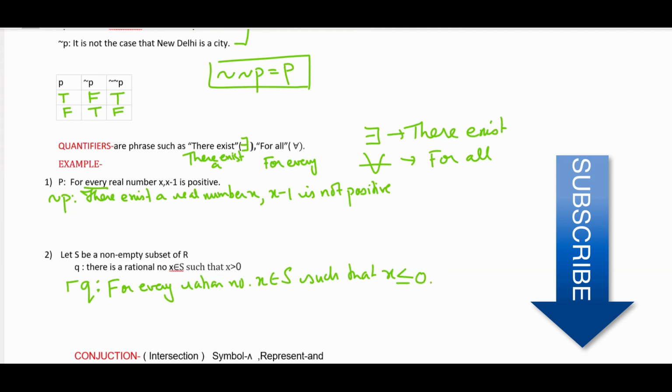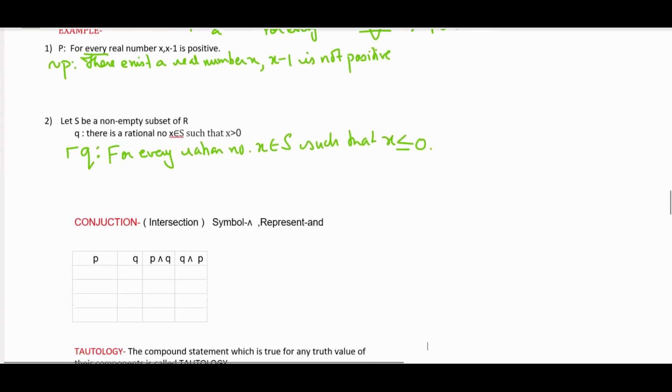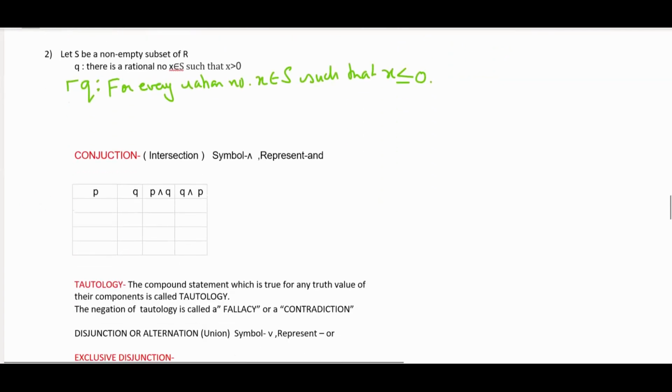Now next, conjunction is written here, and as I already told you, this is similar to intersection in the sets chapter, and the symbol is inverted V, and the word which represents this conjunction is and. So and stands for conjunction, the symbol is inverted V. Now what we have to keep in mind is that in the truth table of conjunction, false will dominate.